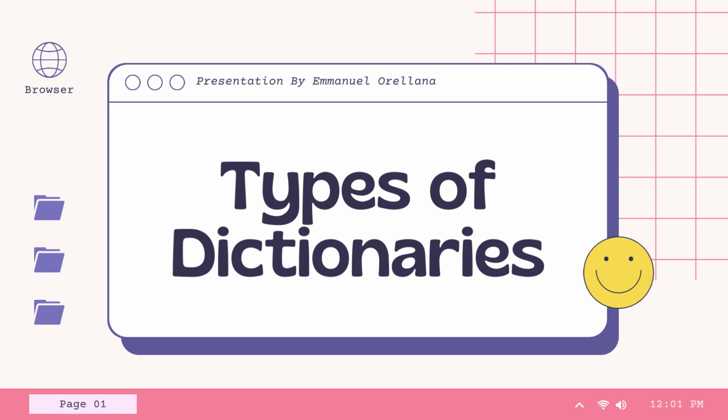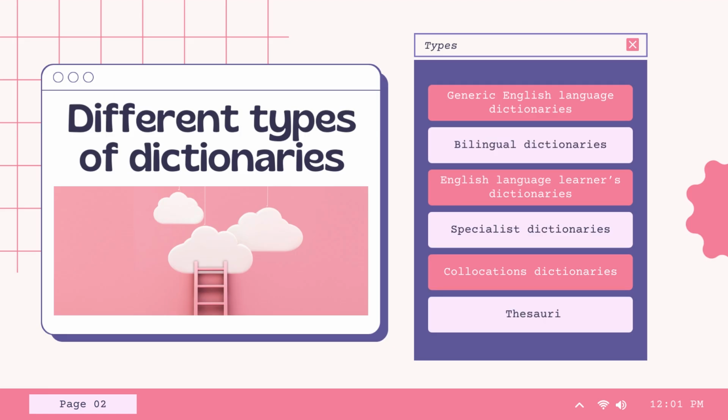We already studied what a dictionary is and its parts, and also how to use the dictionary. I mean, a common dictionary that you can use to look for the meaning of any word. Today, we're going to learn the most common types of dictionaries that we can find. Okay, so we have different types of dictionaries.